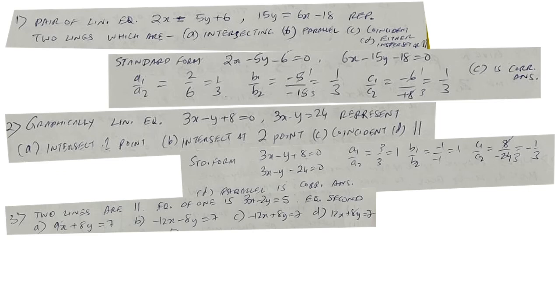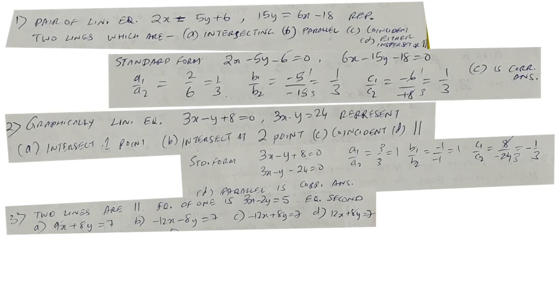There are two lines parallel. Equation of one line is 3x minus 2y equal to 5. And the equation of second line, it is already given that they are parallel. The first line is 3x minus 2y equal to 5. Second line is which one? Is it A, 9x plus 8y equal to 7, B, minus 12x minus 8y is equal to 7, C, minus 12x plus 8y equal to 7, or D, 12x plus 8y is equal to 7.